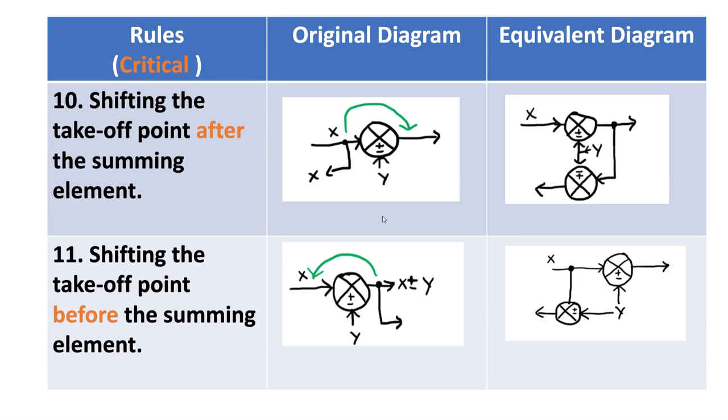Now we have two special or critical rules. The first one is shifting the takeoff point after the summing element.